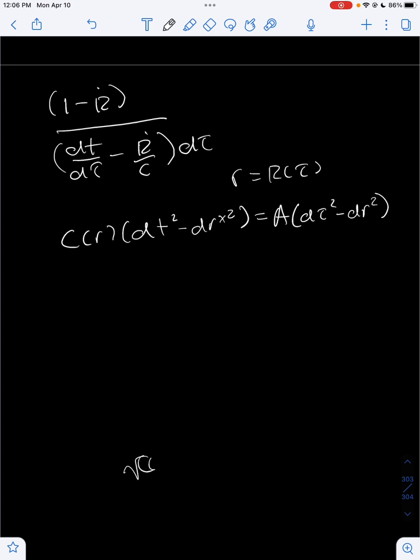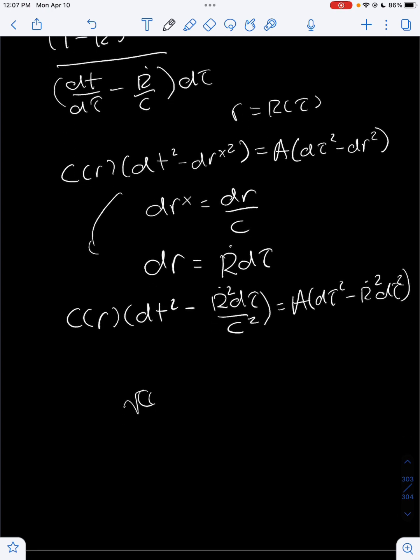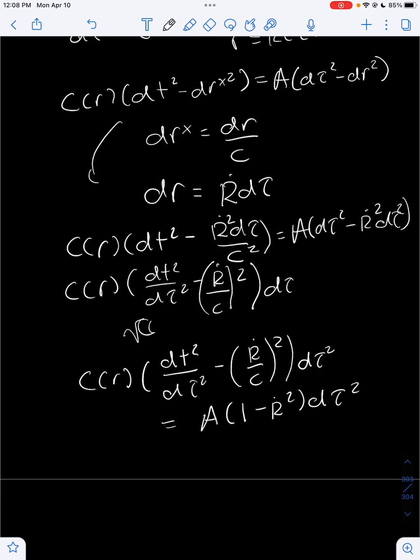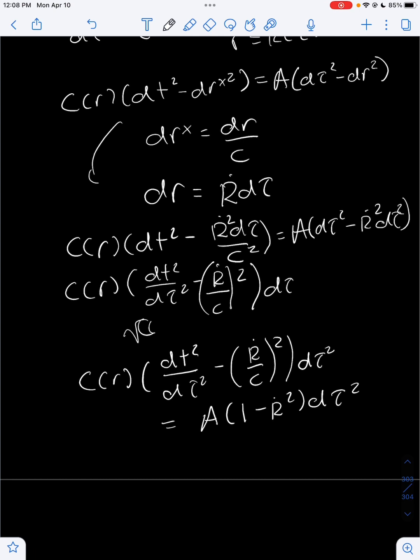Recall that dr asterisk is just dr over c, and then dr is just dr over d tau times d tau, or r dot d tau. This means that the left-hand side becomes a term there, and this will be r dot squared and then d tau squared. Now we can factor out a d tau squared on both sides, and then divide both sides by d tau squared.